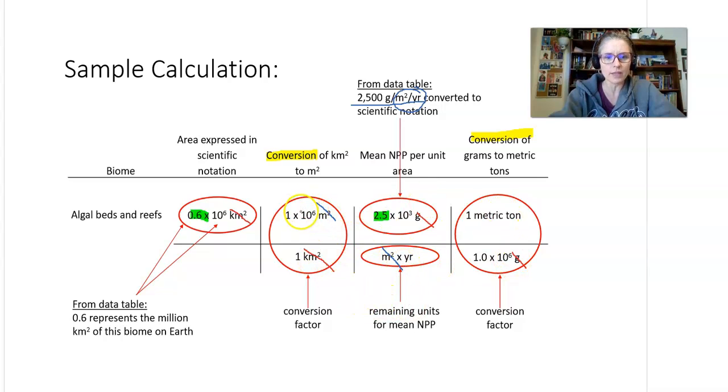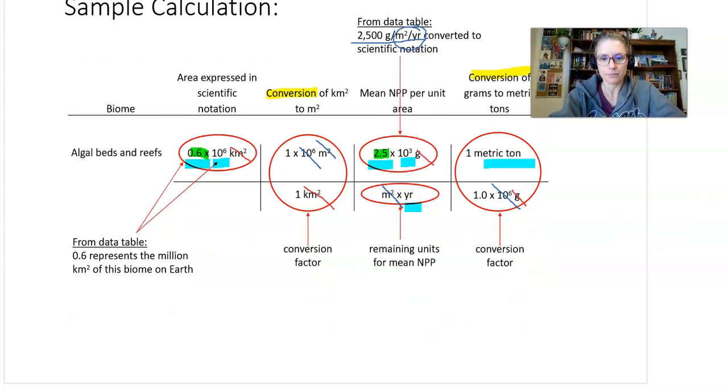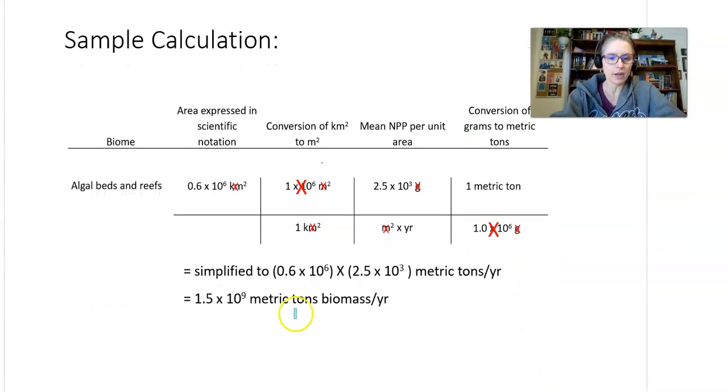Is there anything else I can cancel? Oh, I can get rid of one of these 10 to the 6. There's a 10 to the 6, and there's a 10 to the 6. So what does that leave behind? Well, I'm left with the 0.6, good. I still have one of the 10 to the 6s. That's just one, don't need that. 2.5, 10 to the 3, and we have a metric ton, and we have a year. So let's clean that up. And we get down here: there's your 0.6, 10 to the 6, 2.5, 10 to the 3 metric tons per year.